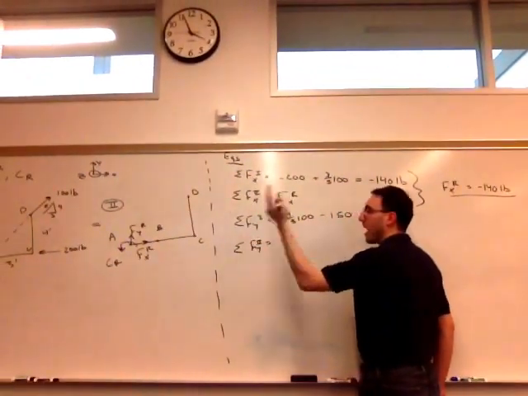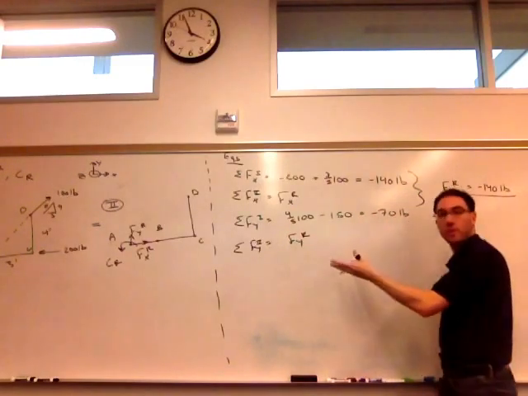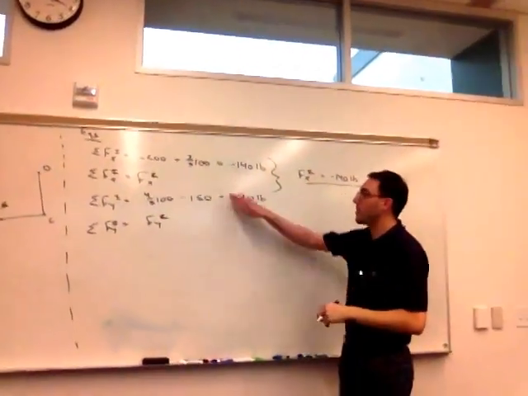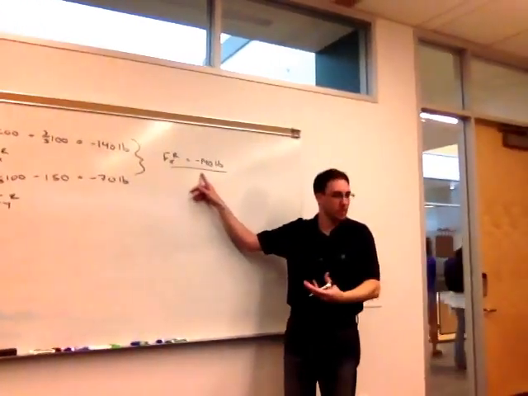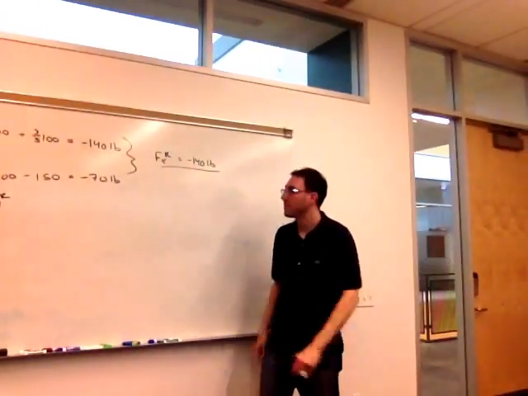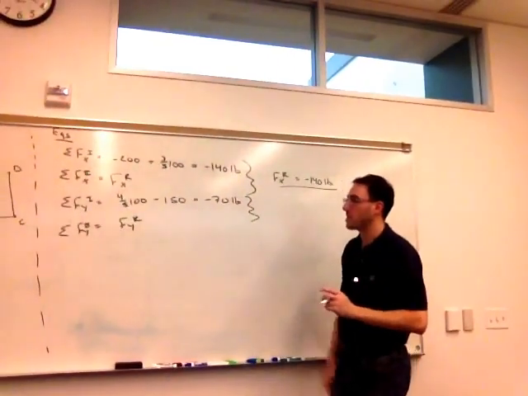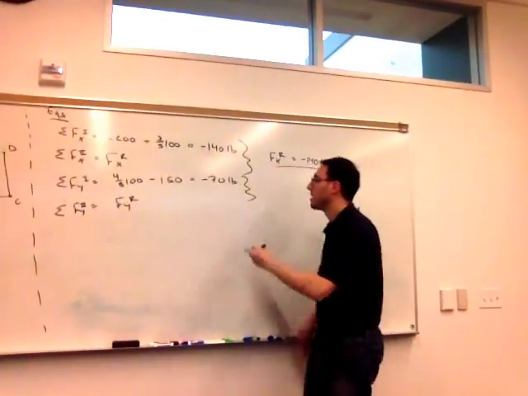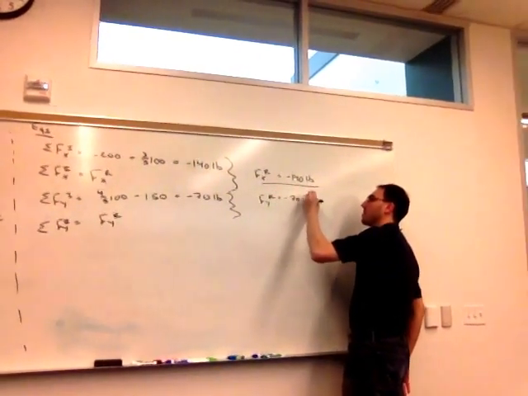In system 2, I only have one force by design, Fyr. I assumed it was positive. Same thing here. I assumed Fxr was negative. It turns out I was wrong. My assumption was wrong, but I'll get to that at the end. So putting these together, again, they're equivalent systems, so this must equal this. Fyr will be a negative 70 pounds.